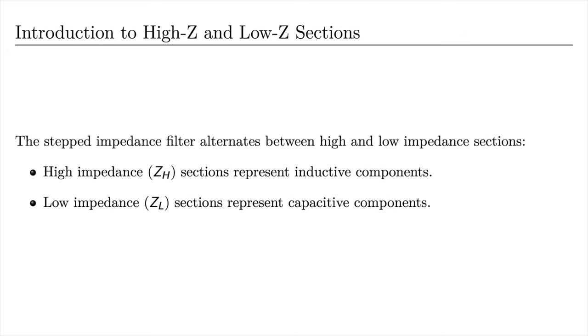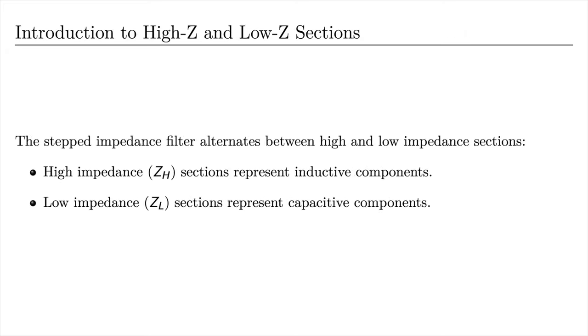To design a fourth-order low-pass filter, we start with alternating high and low impedance sections and ensure that the filter is terminated with the system's characteristic impedance, Z0. The key parameters in designing stepped impedance filters are ZH for inductive sections, ZL for capacitive sections. We use impedance values and electrical length to approximate each section's behavior effectively.